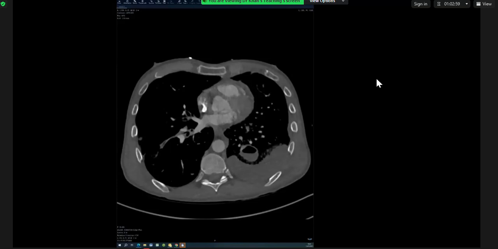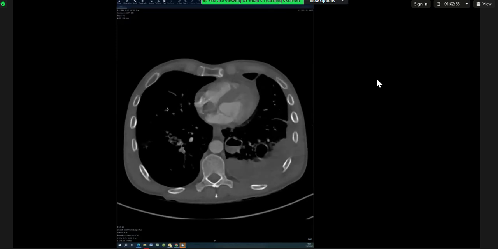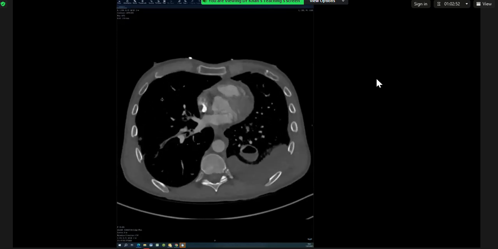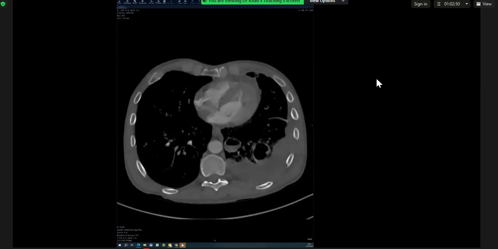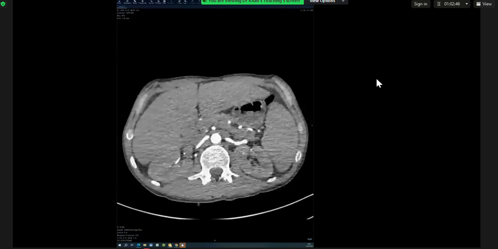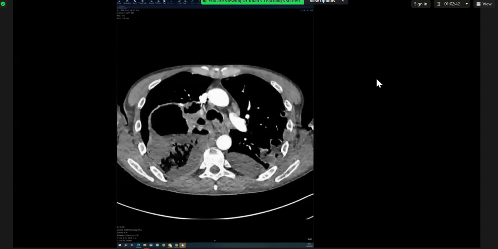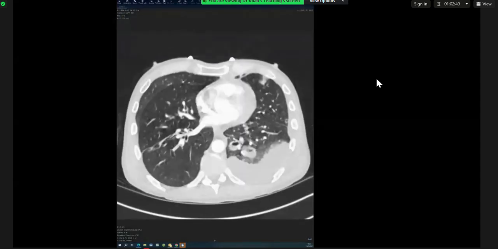But I can see that there are irregularities in the wall and the septum of the heart. However, I am not sure. So, what's the test of choice to look for endocarditis? I think echo, to see the vegetations. Yes. And yes.